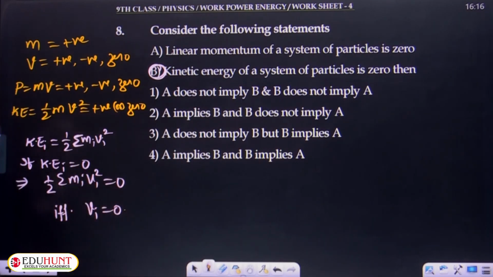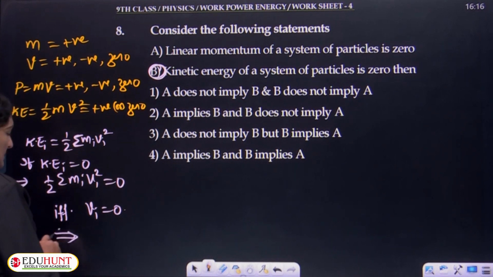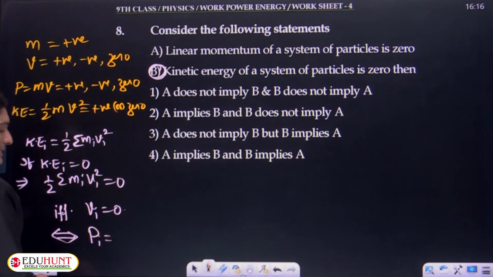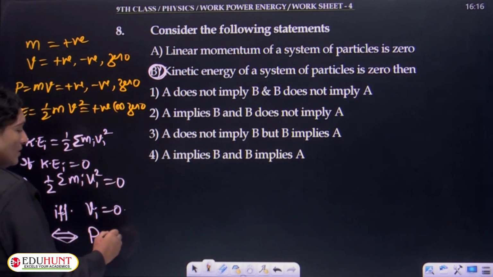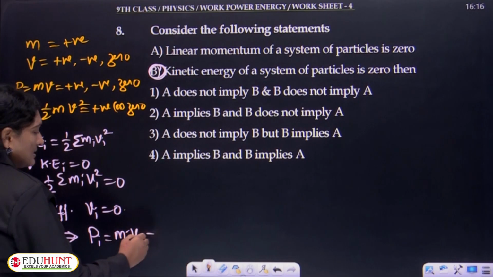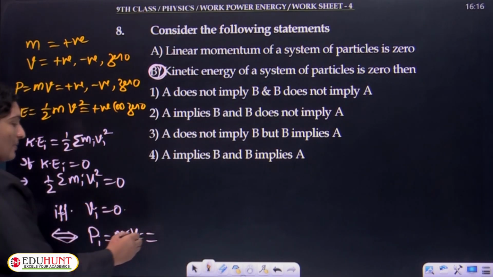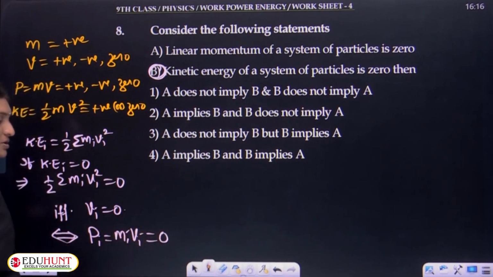If the velocity of the particles is 0, then this implies, and is implied by, the momentum of the particles, which will be mass into velocity of the particles. This is equal to mass m times the velocity of the particle, which is 0. So anything into 0 will be 0.